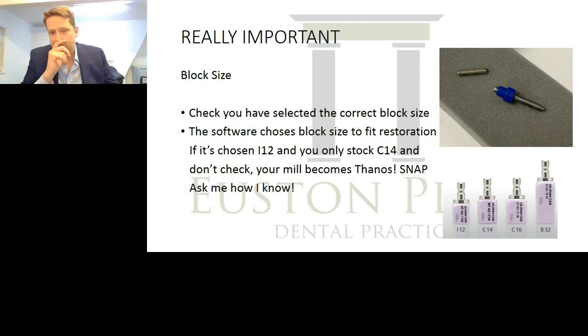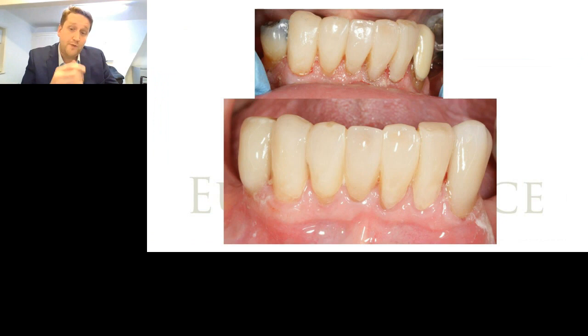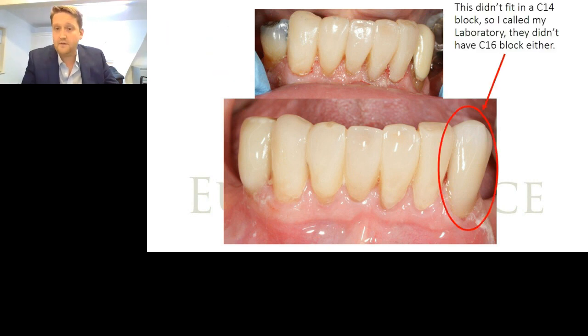This is an injection molding case. We did a 3D design on Dental Systems injection molded composite to build up these front teeth, but we also did 2 Emax crowns. This one I milled in-house on the lower right-hand side. The one on the lower left was too big to fit in a block. So we ended up sending that out, and it was then milled in wax and then pressed in Emax because we didn't have a C16 block, and it wouldn't fit in a C14. So I had to get the lab to do that, and they didn't have a C16 either.